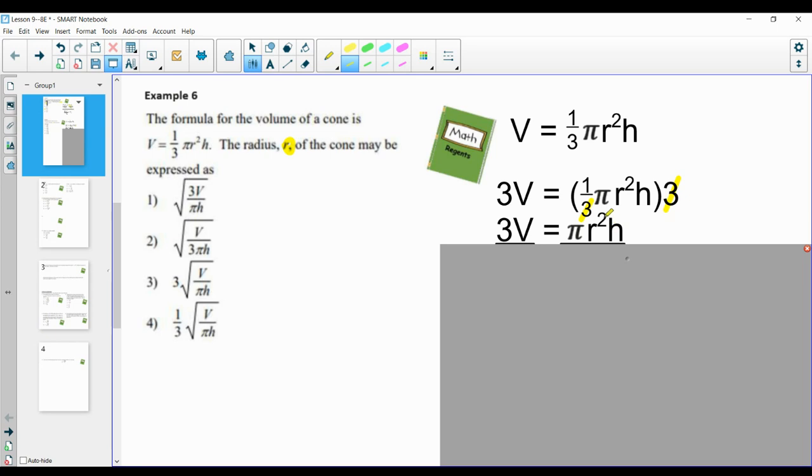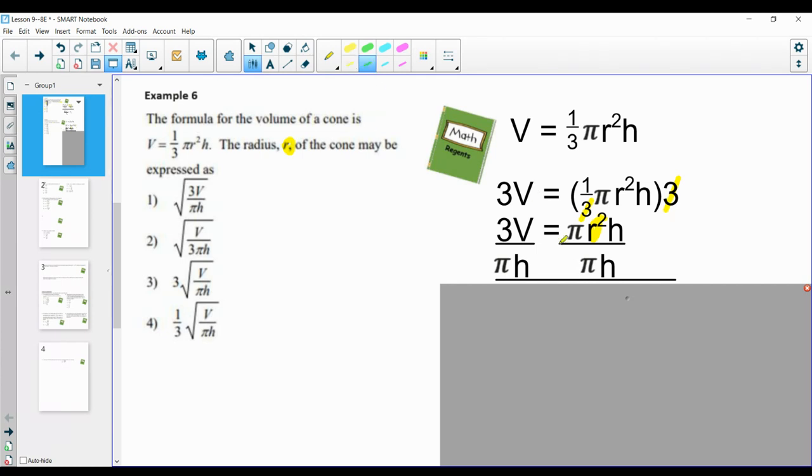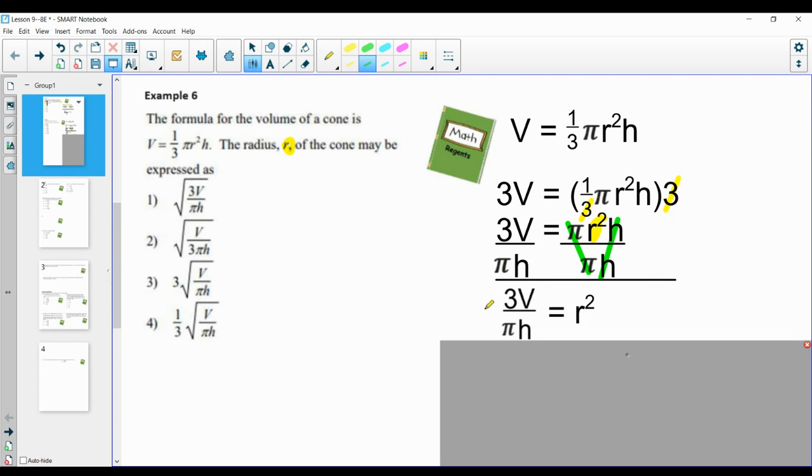We are going to need to get this r squared by itself. Well, what's going on with r squared? It's being multiplied with pi and h. So how can I get rid of multiplying by pi and h? I'm going to divide both sides by pi and h. Because when I divide both sides by pi and h, over here my pi's reduce out, my h's reduce out. So now I'm left with r squared equals 3v over pi h.